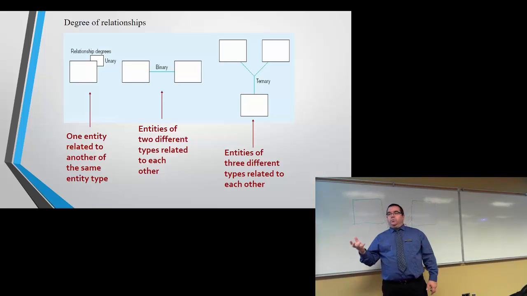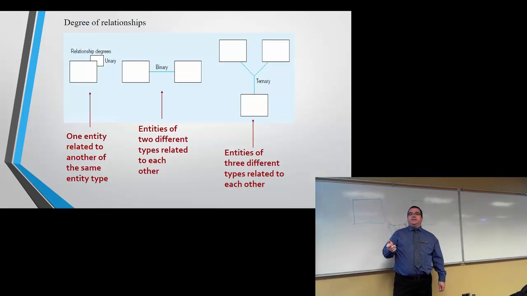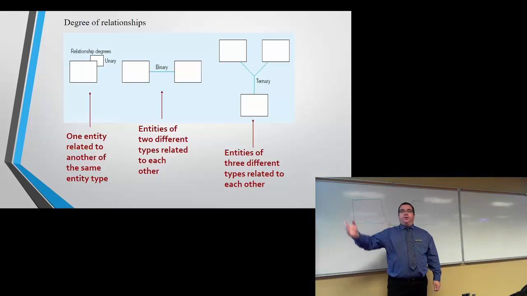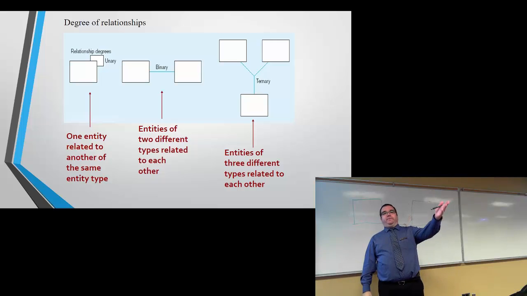Well, that pretty much explains that. There's not a lot I can say past that, other than those are the three levels, right? Unary means it's self-related. Binary means it's related to one other thing. Ternary or further past that means it's related to multiple things.